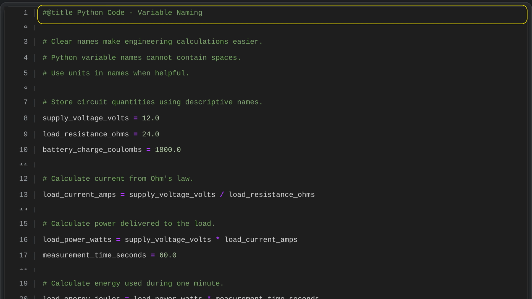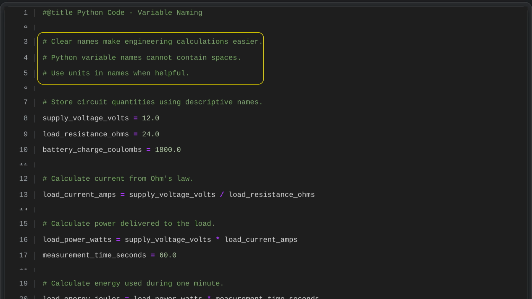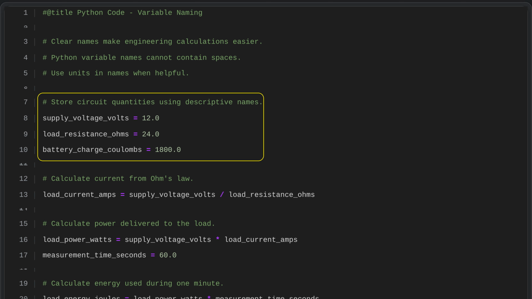Python code, variable naming. Use clear variable names to make engineering calculations easier to understand. In Python, variable names cannot include spaces, so choose readable names and include units when they help clarify the meaning. We store the main circuit values using clear names: a 12-volt supply, a 24-ohm load resistance, and a battery charge of 1800 coulombs. These descriptive quantities make the circuit calculations easier to understand and maintain.